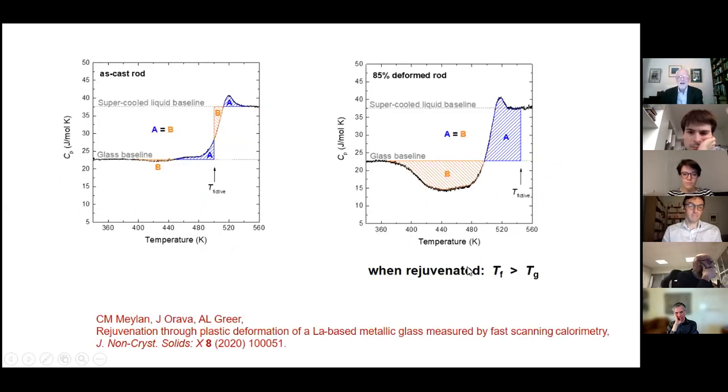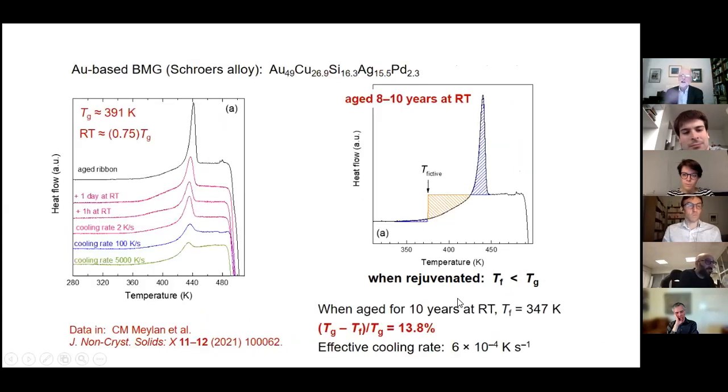Right now, if I take that same glass and mechanically deform it, I store lots of energy in it. I now do my nice little fictive temperature construction, and I now find that the fictive temperature is significantly higher than the glass transition temperature. So TF becomes higher than TG, that's your rejuvenated state. I could go in the opposite direction.